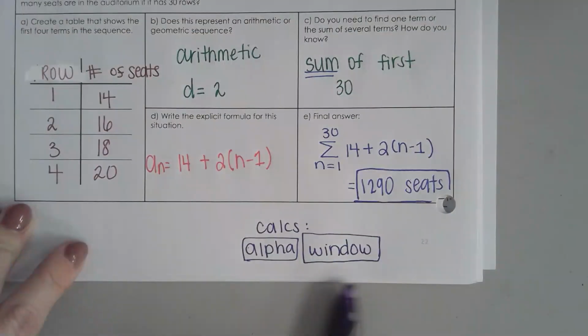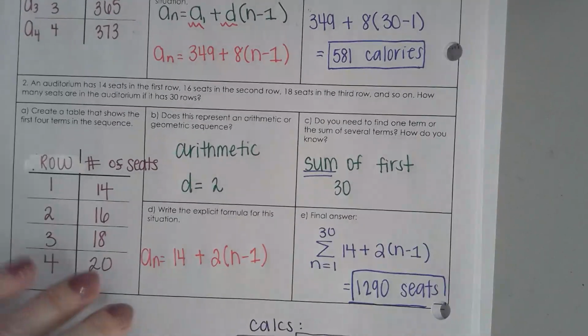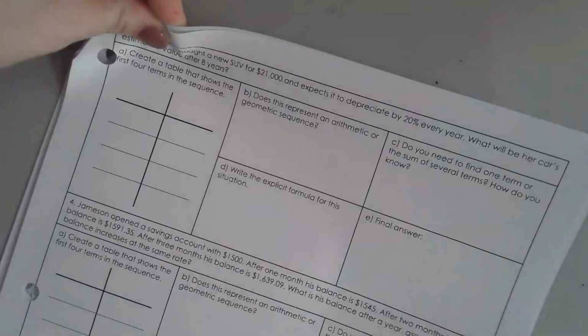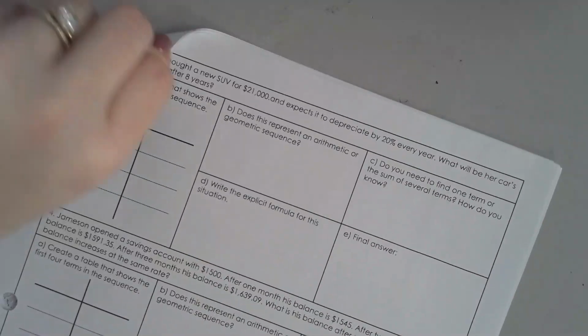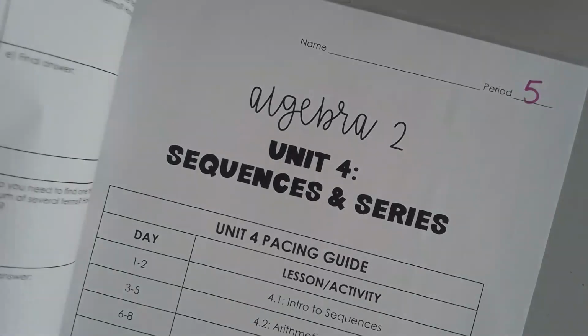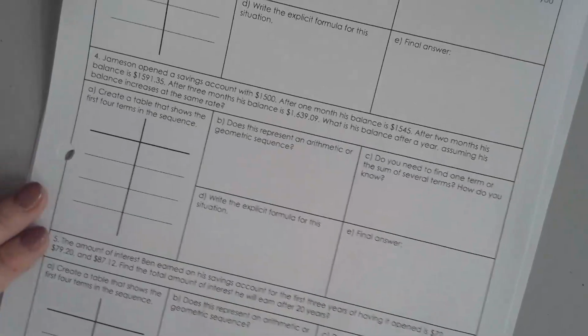Are there any questions on that example? Alright. Let's see. I'm going to move and go down to number 4. I told you I'm going to be skipping around. Okay. Let's go and do number 4.